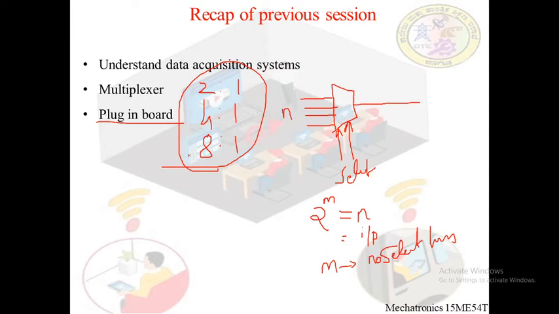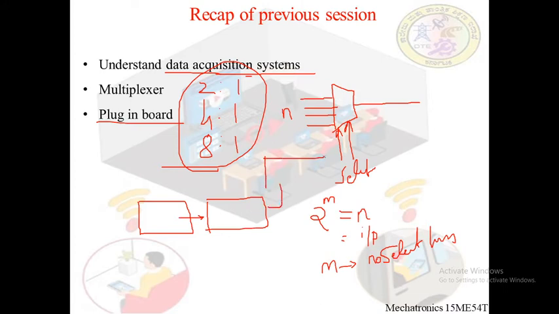And we saw the plug-in board type data acquisition system used in the computer system, where the output from the sensors was converted to a digital signal using an analog to digital converter, and fed to the control system or the computer directly. This was the purpose of the plug-in board that we saw in our last discussion.